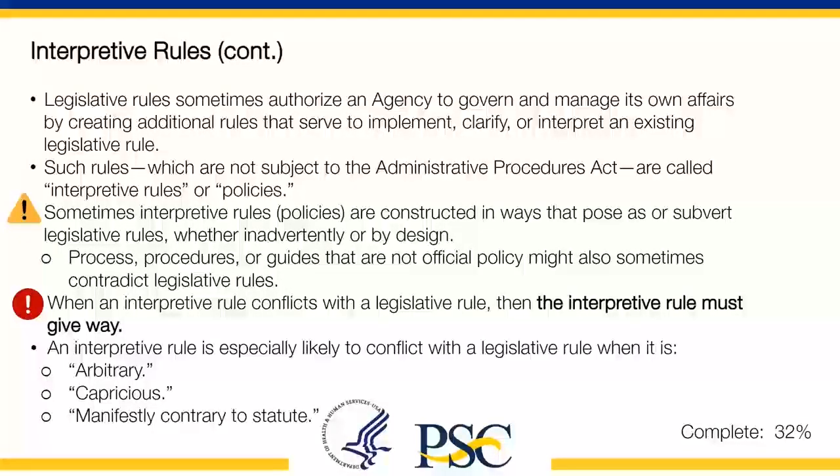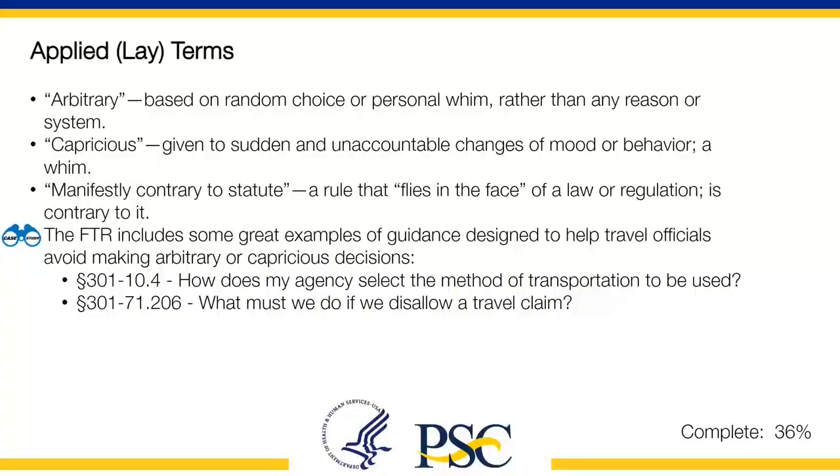An interpretive rule is especially likely to conflict with a legislative rule when it is arbitrary, capricious, or manifestly contrary to statute. Arbitrary: based on random choice or personal whim, rather than any reason or system. Capricious: given to sudden and unaccountable changes of mood or behavior, a whim. Manifestly contrary to statute: a rule that flies in the face of a law or regulation, is contrary to it.